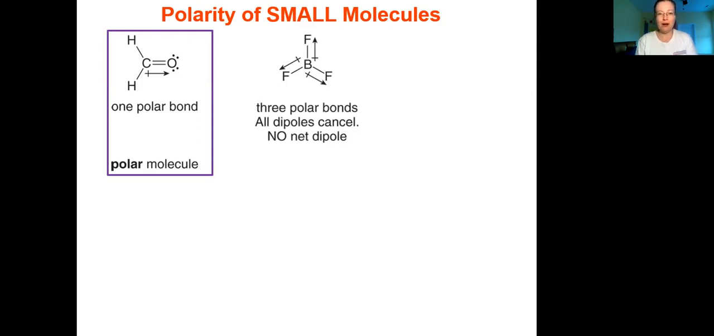BF3. The boron has 3 polar bonds with fluorine atoms. The electrons are being pulled away from the boron in 3 directions to an equal amount. They cancel each other out. The entire molecule as a whole would be green. Everybody would be sharing the electron, or maybe like red all the way around the outside. It would be uniform, it would be symmetrical, and it would be nonpolar.